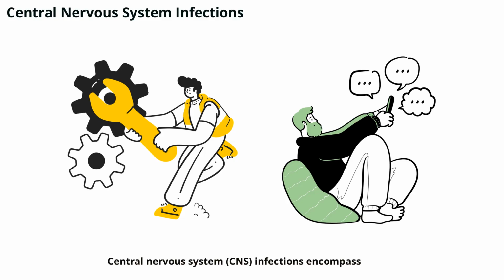Central nervous system, CNS, infections encompass a range of conditions affecting the brain, spinal cord, and associated tissues. These include meningitis, encephalitis, brain abscesses, and cerebrospinal fluid shunt infections. CNS infections can be caused by bacteria, viruses, fungi, or parasites, and often require urgent diagnosis and treatment due to their potentially life-threatening nature.